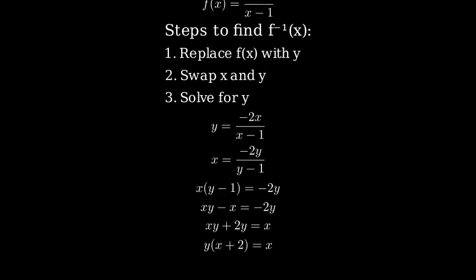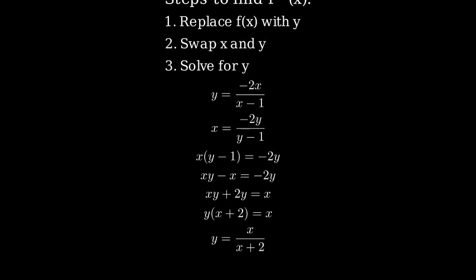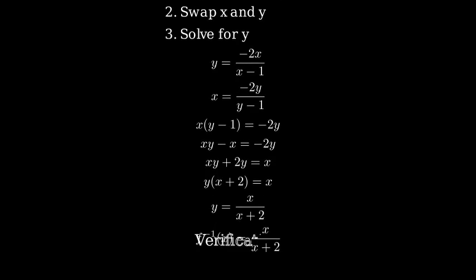Factor out y to get y(x + 2) = x. Finally, divide both sides by x + 2 to get y = x / (x + 2). Therefore, the inverse function f inverse of x = x / (x + 2).